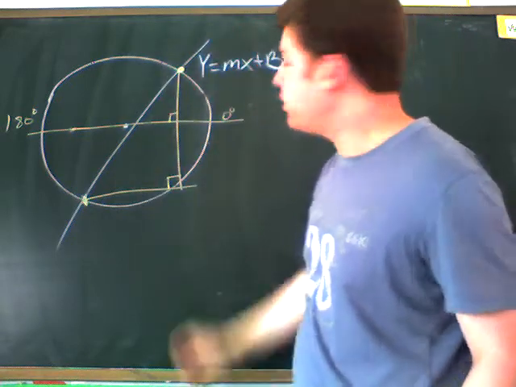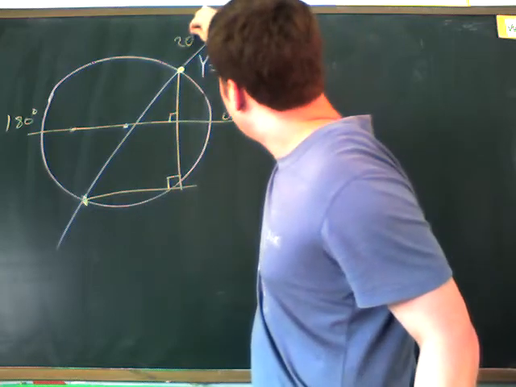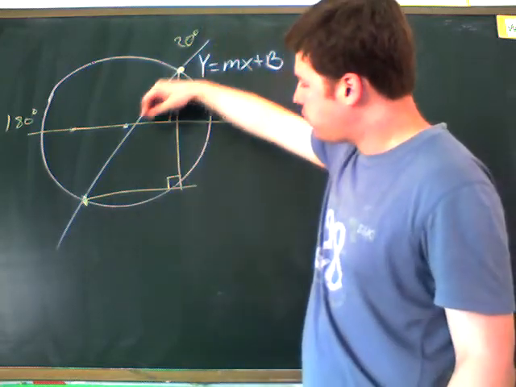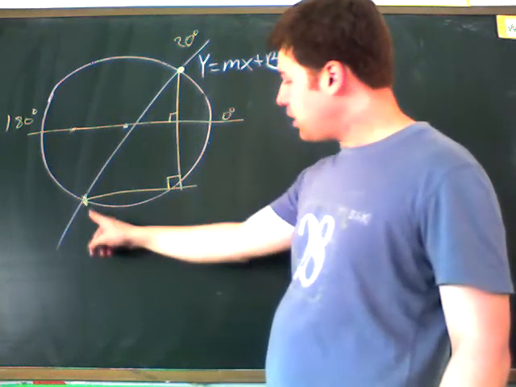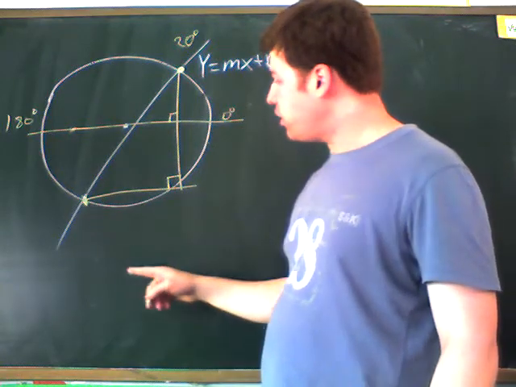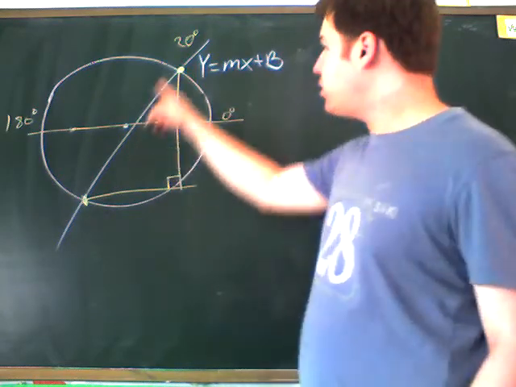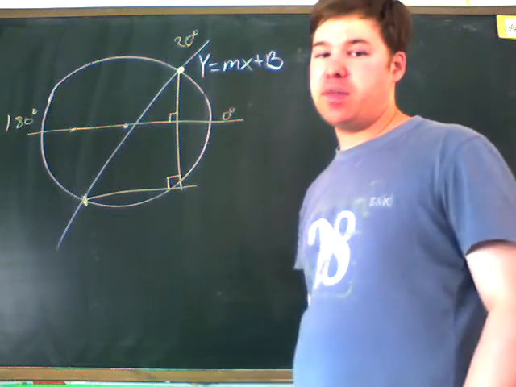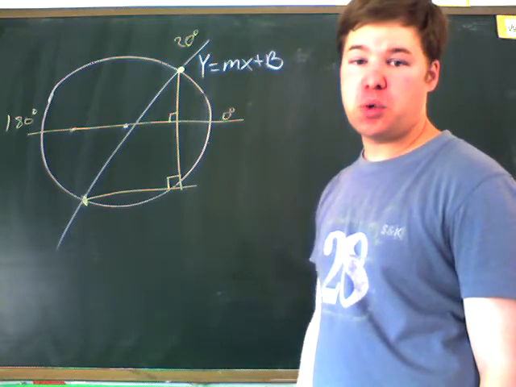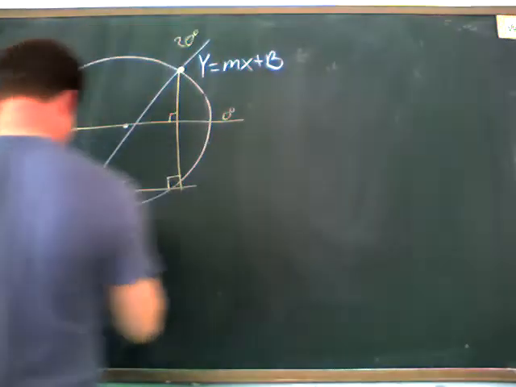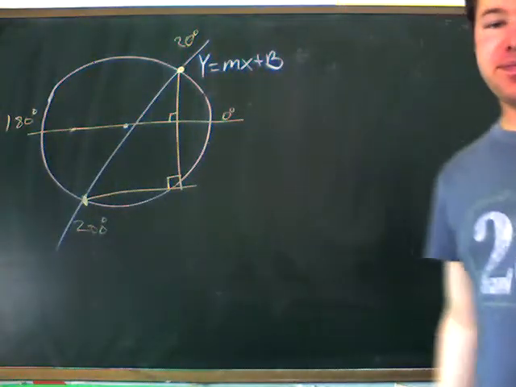Let's just say this is 20 degrees here. We know that this is a straight line, and that the measure of this angle right here is going to be 180 degrees plus this angle right here. So that's 200. This one right here is going to be 200 degrees.